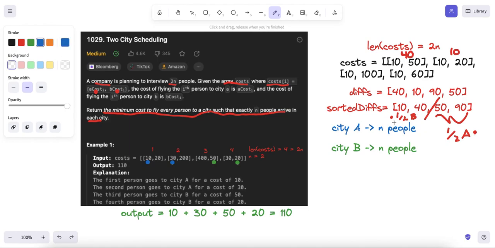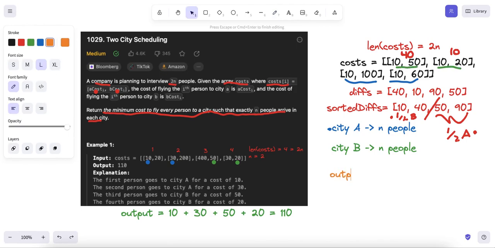We can now highlight which individuals we will send to city A, which are the third and fourth individual, and the individuals we will send to city B, which are the first and second individual. We can now calculate our output. We know that for the first individual, we will be sending him to city B, as we have highlighted it green. Therefore, we will be spending $50 to send him to city B. For the second individual, we will also send him to city B and spend $20. For the third individual, we will send him to city A and spend $10, and for the fourth, an additional $10, sending him to city A. Therefore, our output will be $90.